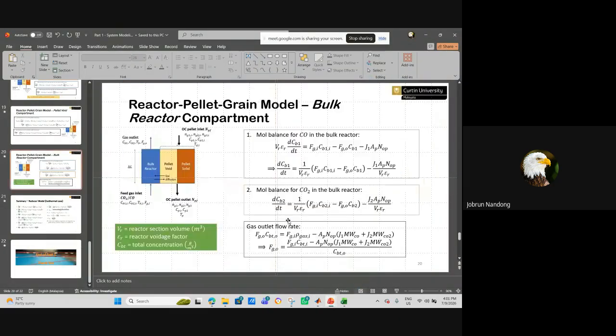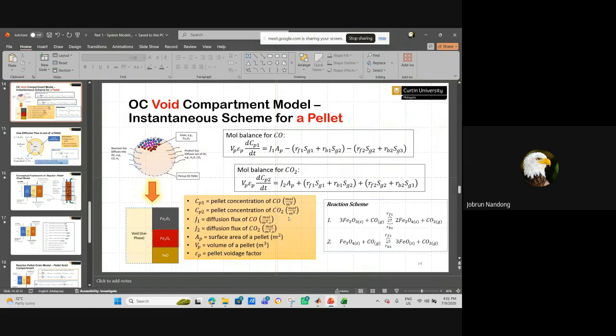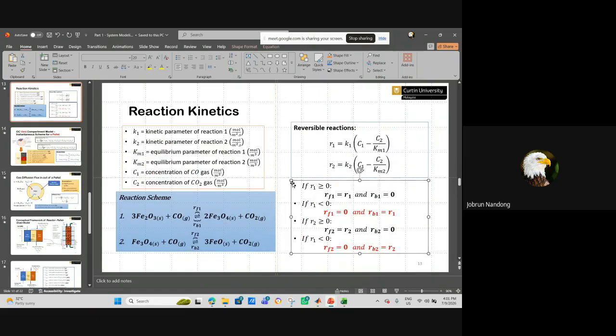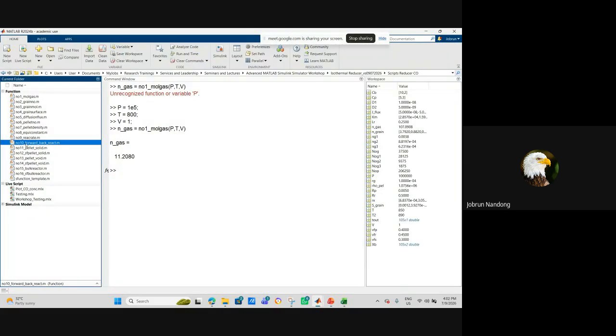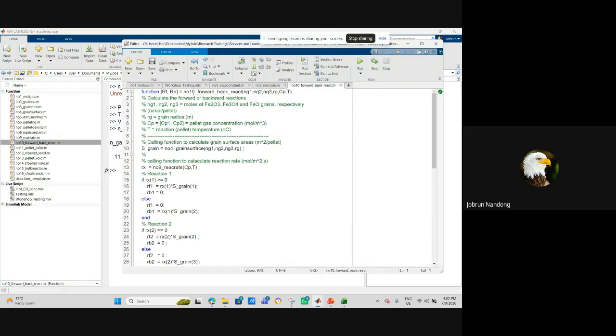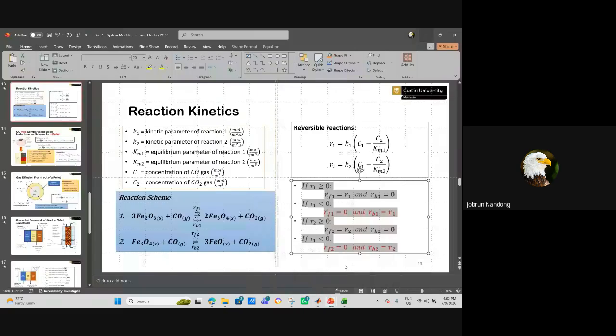Remember in this part we have this equation. Let me go back there for a while. Okay. Now we need this one. We need a function to deal with this logic. We already created the function for this one. Now we need to add a function to create this logic. So that's the use for function number 10. We call it number 10 forward backward reaction. This one just follows exactly the logic we have here.